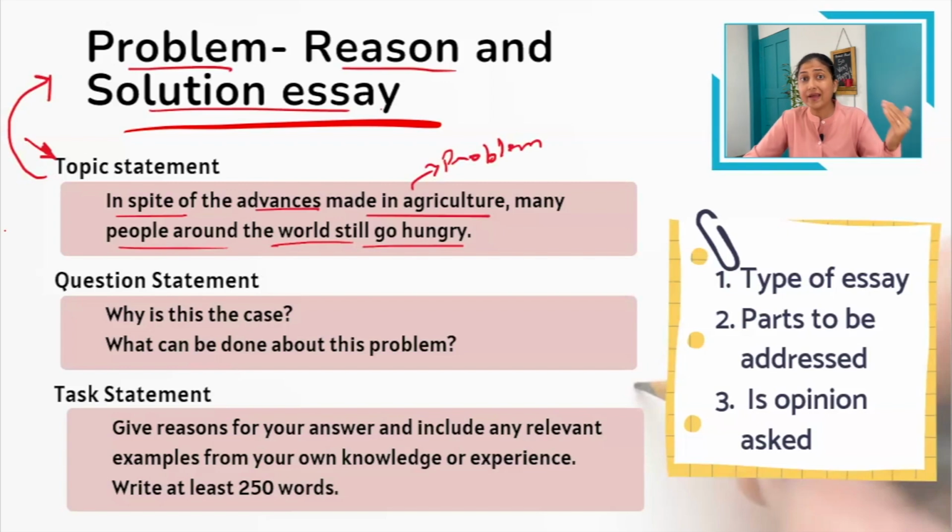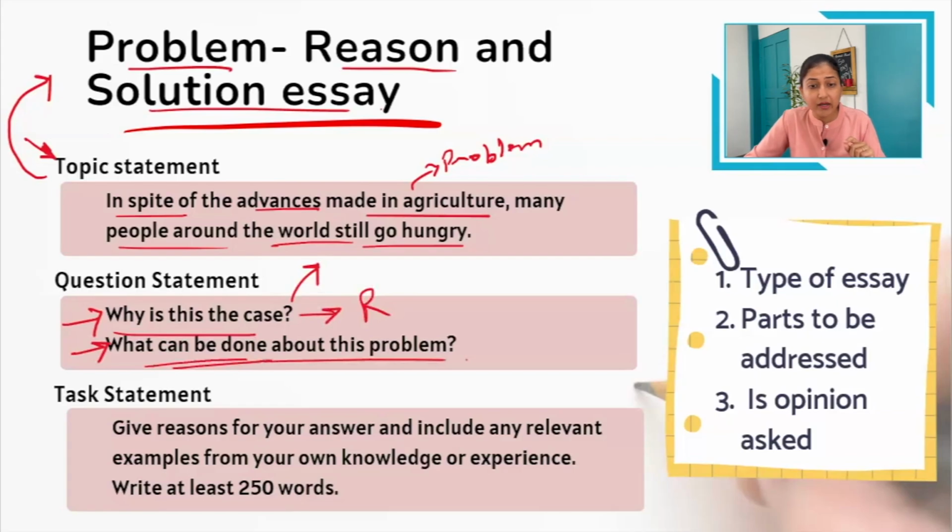Now, let's look at the question statement. It says, why is this the case? And number 2, there are 2 questions. What can be done about this problem? Why is this the case? Why is this problem there? Means it's asking for reasons. Next, it says, what can be done about this problem? What can be done about this problem? Means it's asking for solutions.